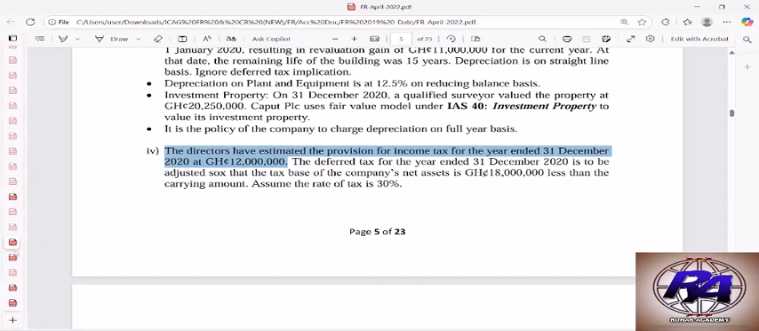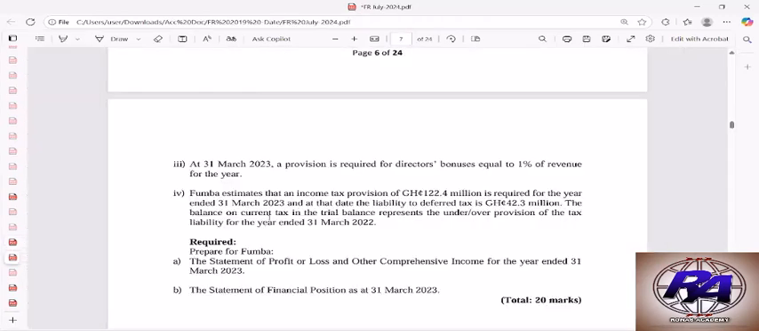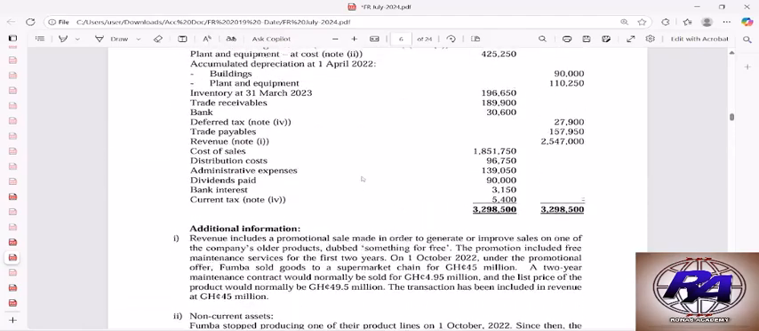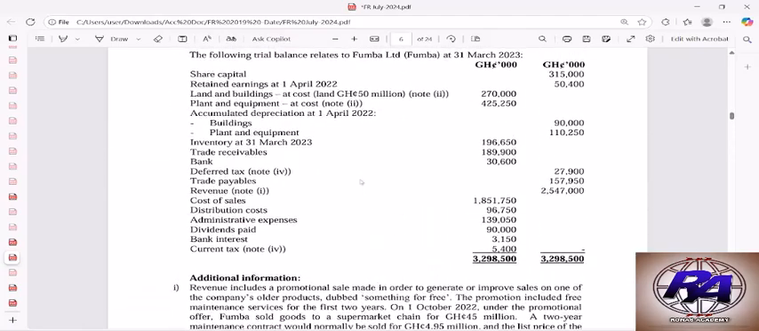All right, let's pick another one. Let's pick, let's say July 2024 and see. So Fumba estimates an income tax provision of 122.4 million Ghana cedis is required for the year ended at the date the deferred tax. So they have also given us this tax. Let's look at the trial balance and see if you have anything to do with current tax. Here again, we are seeing deferred tax alone. We have not gotten there, so I'm not talking about it. So there is no issue.